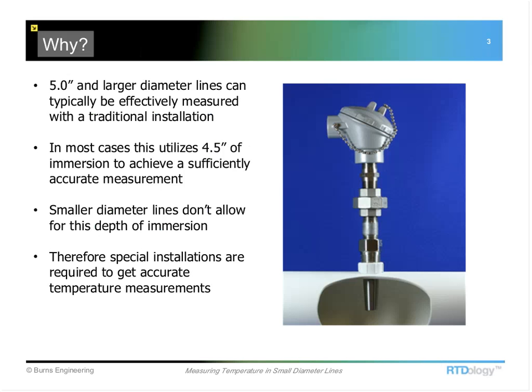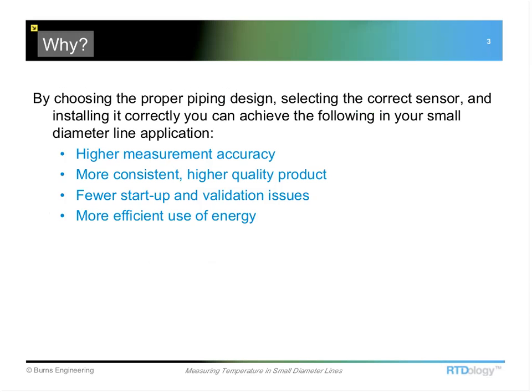And the biggest error is the result of insufficient immersion of the sensor into the process. Most of the sensors, the more common styles, need at least 3.5 inches of immersion. Thermowell applications require 4.5 as a minimum. There are some things that can be done to get around that, and those are the things that we're going to be focusing on in this presentation. So planning ahead with your piping is important, and knowing what types of sensors are available for small diameter lines is important.